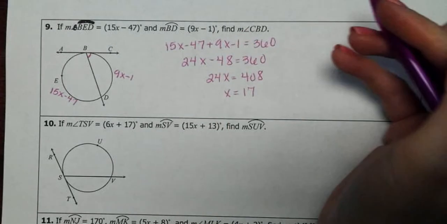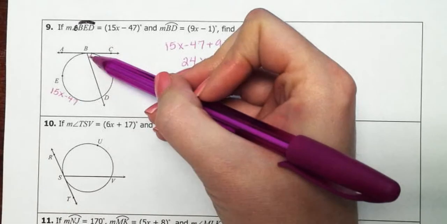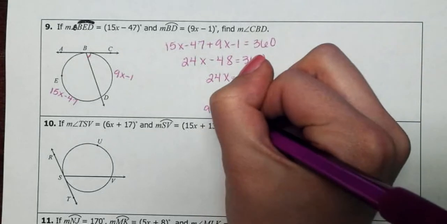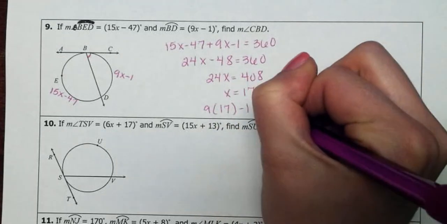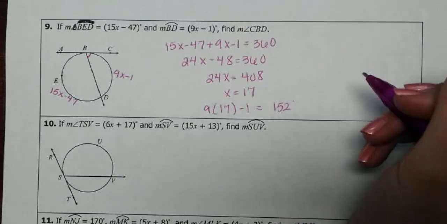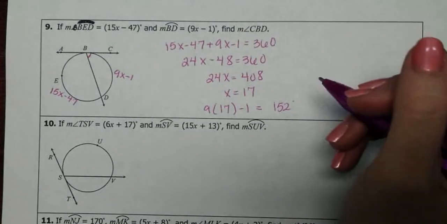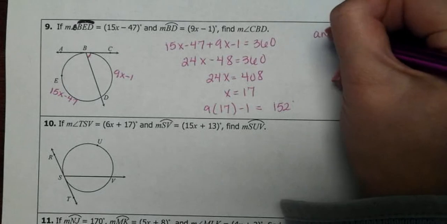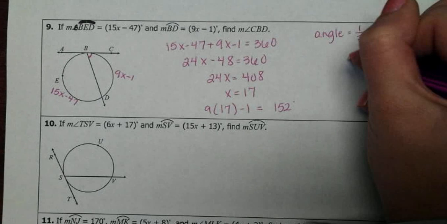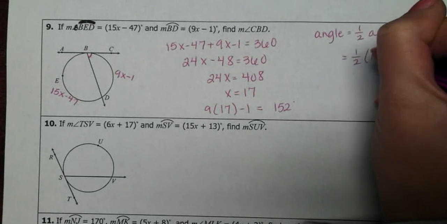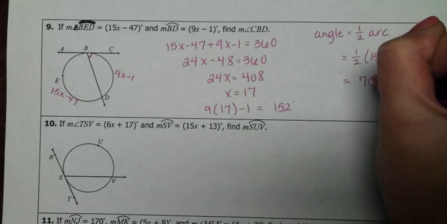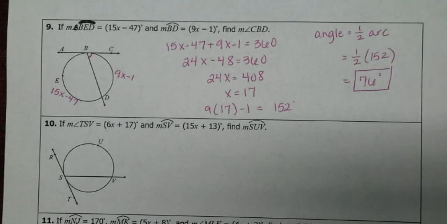Now in order to find this angle, I'm going to plug it into the arc that it's directly across from. So 9 times 17 minus 1. That is going to give me 152 degrees. But I know that my angle is half of that. My angle is half of my arc. So half of my arc would be half of 152. It would be 76 degrees. Okay.